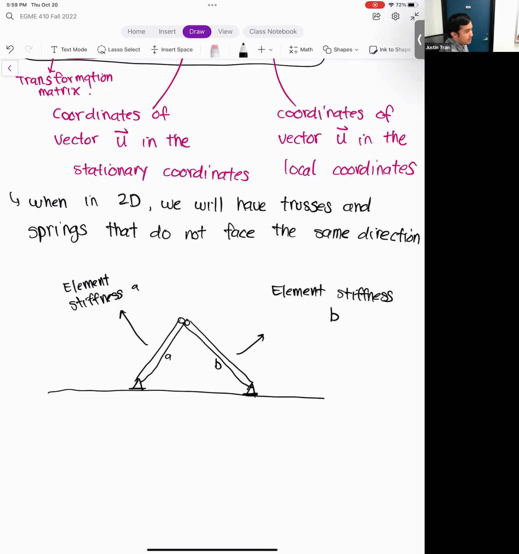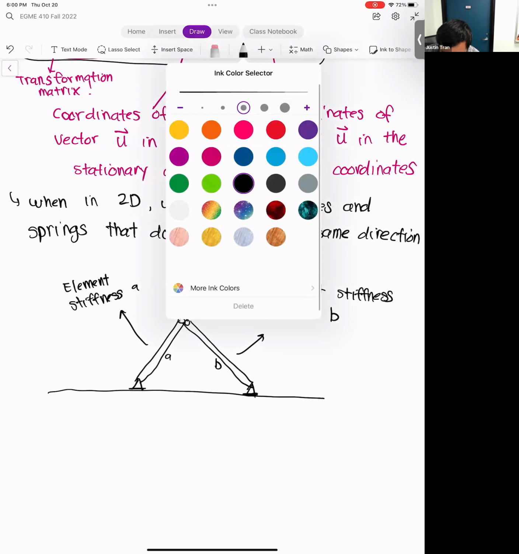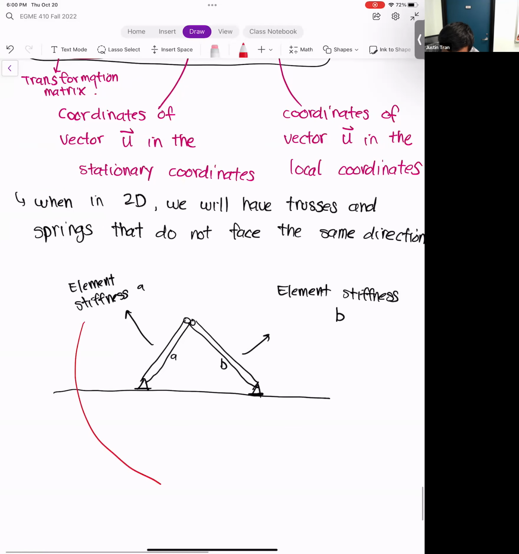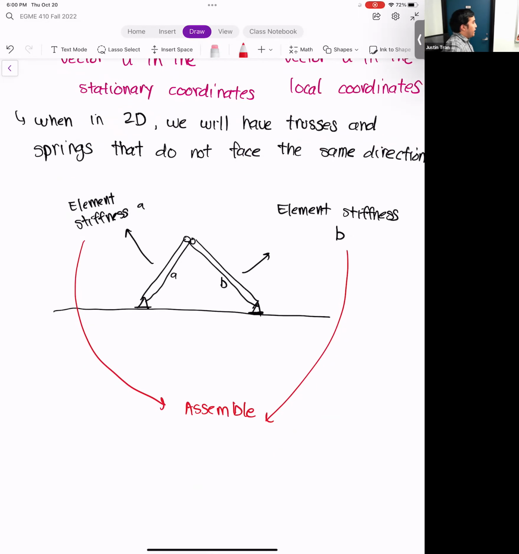That element stiffness matrix is under the assumption that we're working in a coordinate system local to the element. Which would be fine if we were to analyze both of these elements by themselves. But eventually, in order to finish our finite element analysis, we are going to have to assemble both of these into the same system. And so eventually, we want to put both these element stiffness matrices into the same kind of framework.